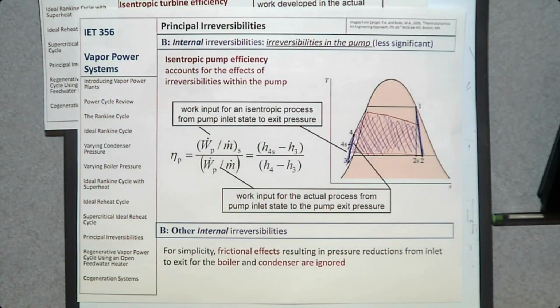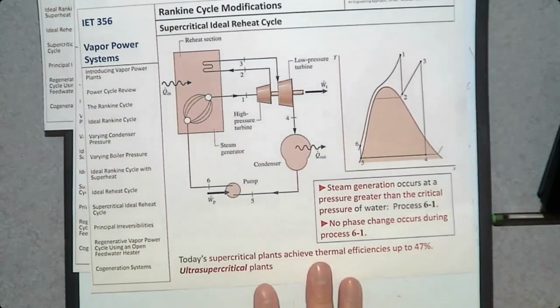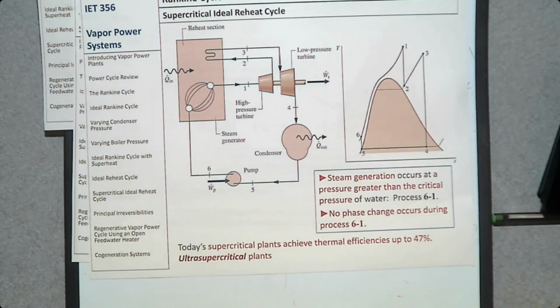So what is the highest thermal efficiency today's supercritical plants achieve? Thermal efficiencies up to 47% in the commercial sector. That's very high. How do we know?